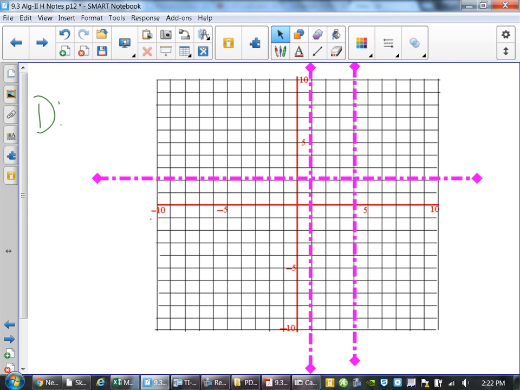What's my domain? All x except 1 and 4. All x not equal to 1 and 4. Yes. What's my range? All y except 2. All y not equal to 2. Okay. You're fine.